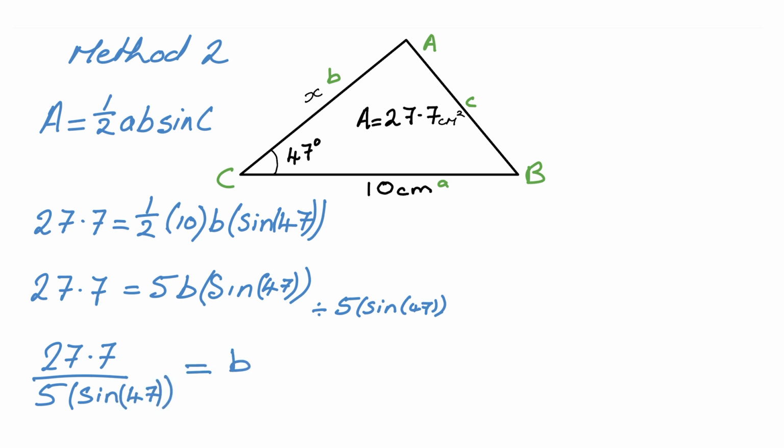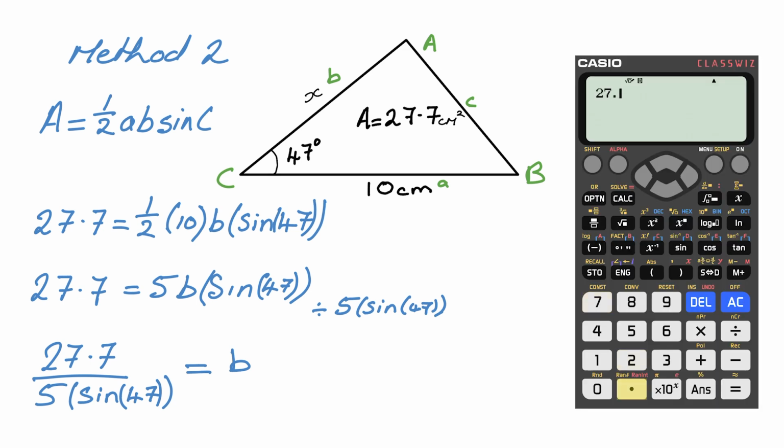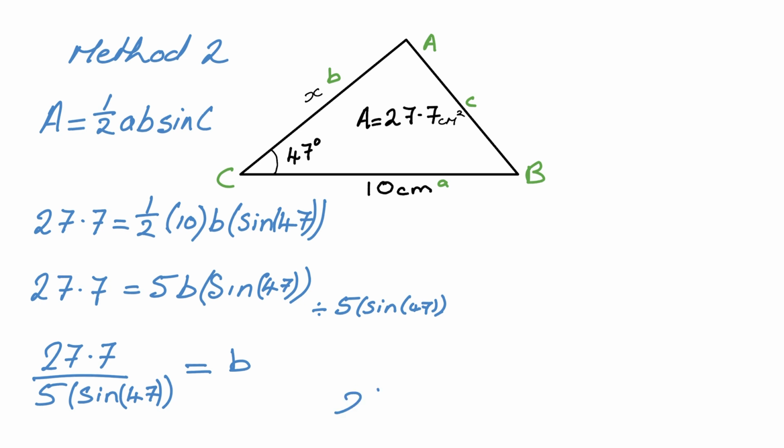And let's see what that comes out at. Hopefully it should come out 7.57, wasn't it, that we wanted? Do you remember? 7.57 centimetres. Let's see if we get the same thing. 27.7 divided by 5 multiplied by sine 47. Close the bracket, come out of that. And there it is, 7.57. Perfect. And I would go ahead and write x equals 7.57 centimetres, and that would get you your final mark.